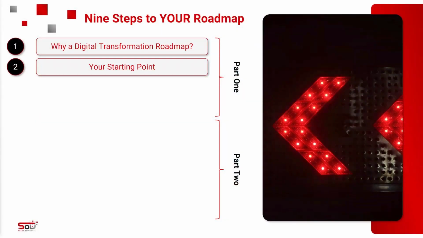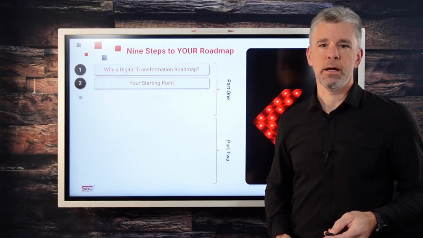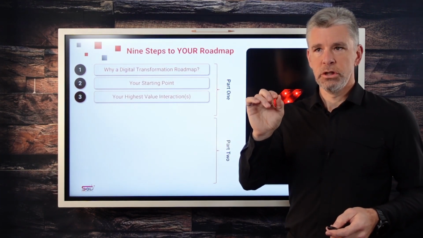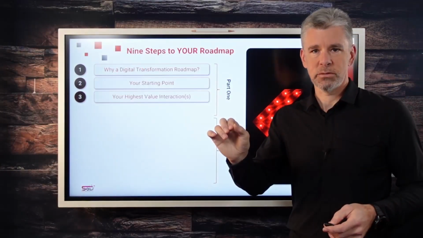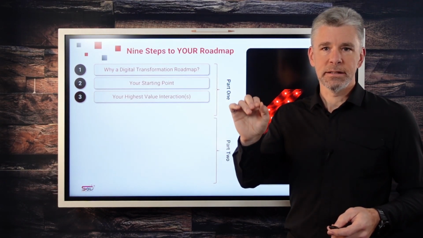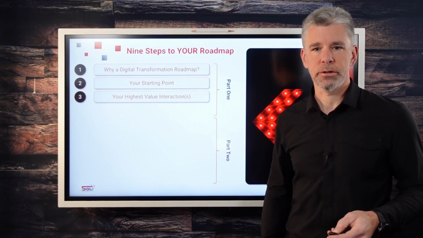Also, what is your starting point, where you are right now, and what do you want to achieve with this roadmap? And also, a very important thing is you need to define what is the highest value interaction you have in your business. What is your cash cow sequence, your cash cow process? This is something that we'll attack in this roadmap creation.